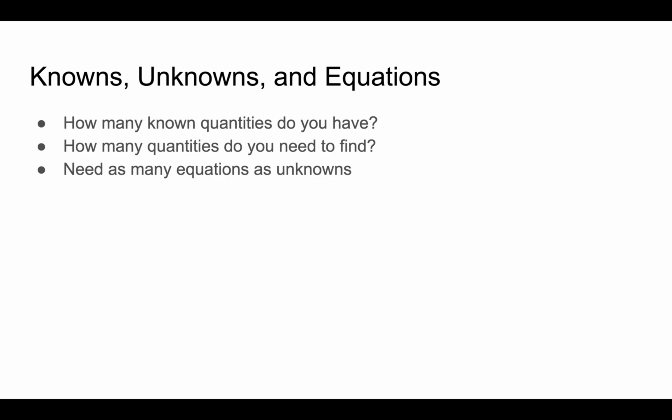But let's say we don't know the initial velocity. Now we have three unknowns and two knowns, and we aren't able to make three equations, so we aren't able to solve the problem.